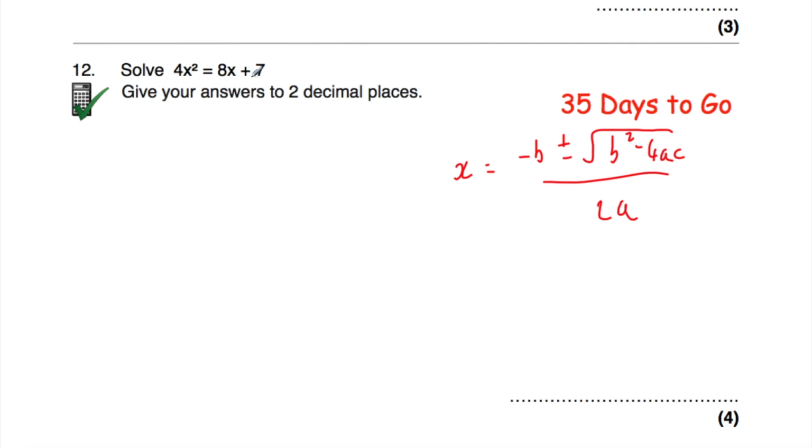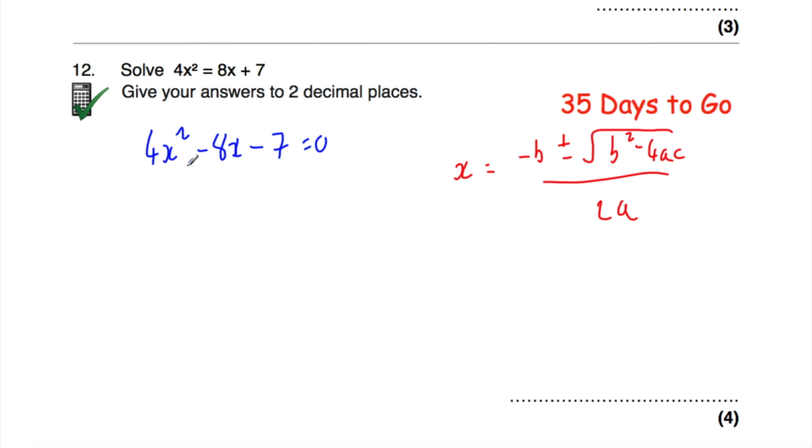Now it's a quadratic, so let's make it equal to 0. So let's take away 8x from both sides and take away 7 from both sides. And if we do that, we'll get 4x squared minus 8x minus 7 equals 0, making the right hand side equal to 0.